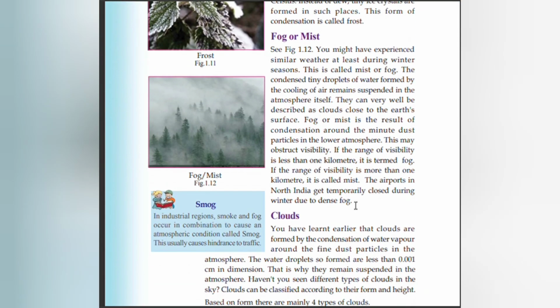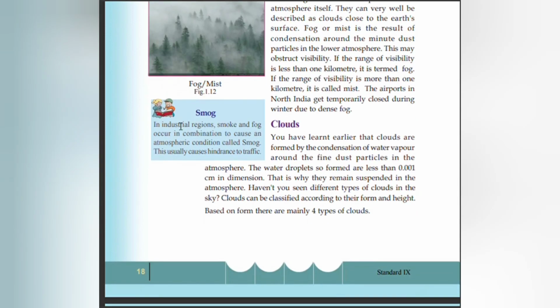Airports in North India get temporarily closed during winter due to dense smog. In industrial regions, smoke and fog occur in combination to cause an atmospheric condition called smog. This usually causes hindrance to traffic.